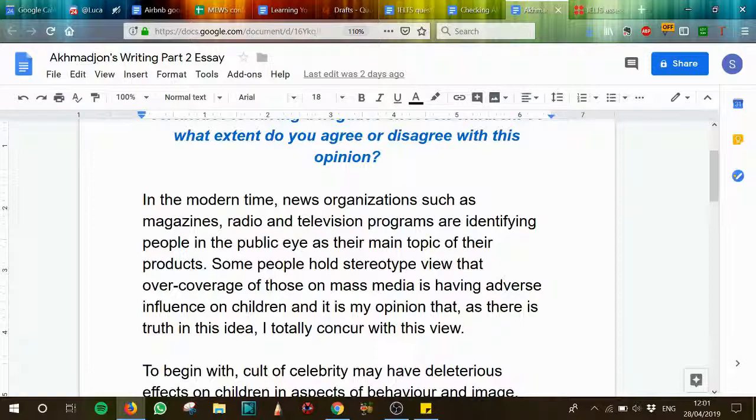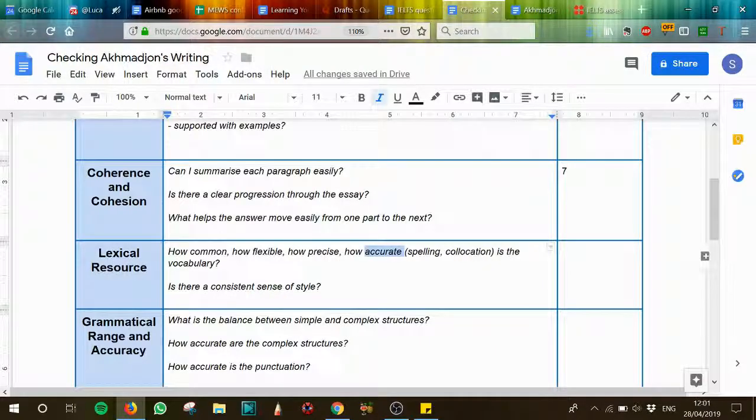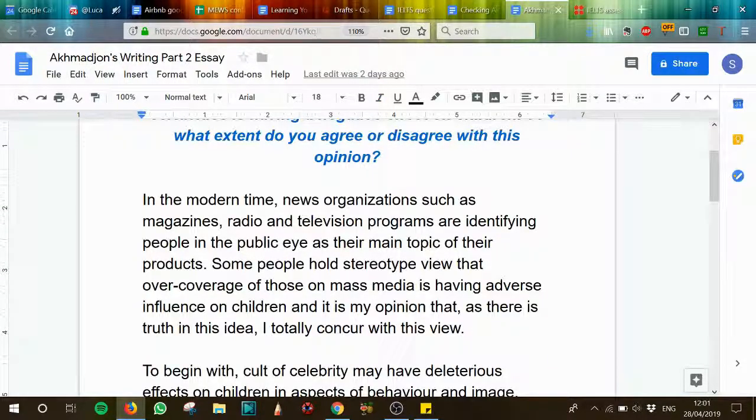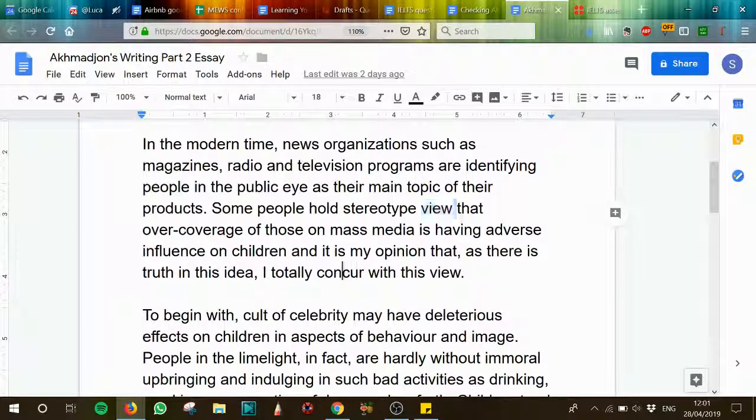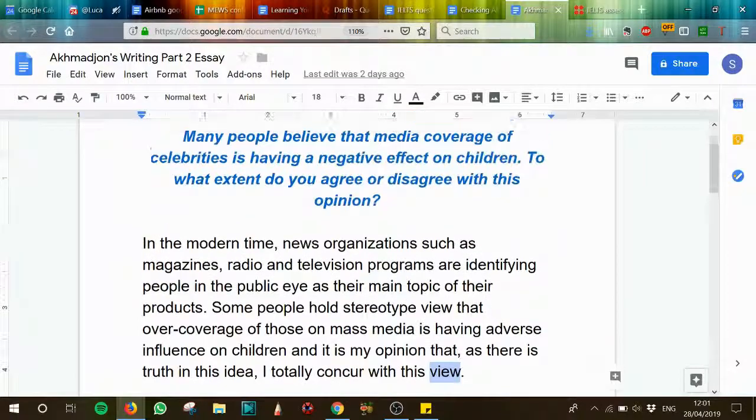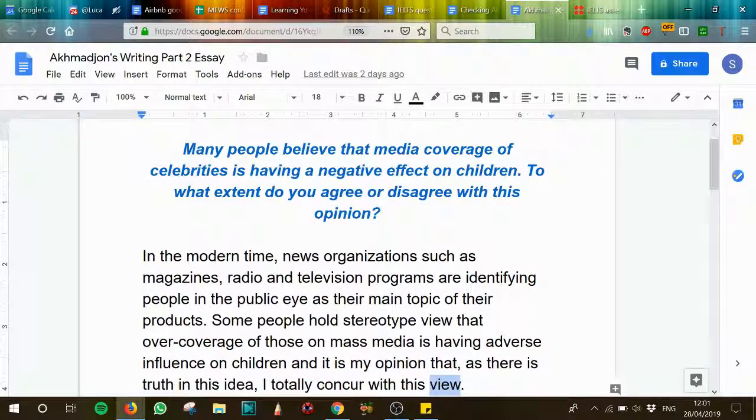There's also this point about collocation, which is really important. And this is another part where Akmajon's essay is generally very good. So for example, hold a view is a great collocation. Concur with a view is also another great collocation. So generally there's some very positive things with Akmajon's vocabulary.